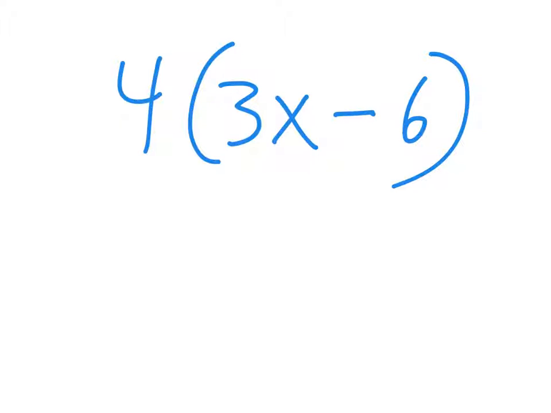Okay, I can imagine I hear you saying, well, what happens if there's a coefficient inside the parentheses? Remember, the coefficient's just the number in front of the variable that means, well, in this case, the number is a 3, so 3 times x.